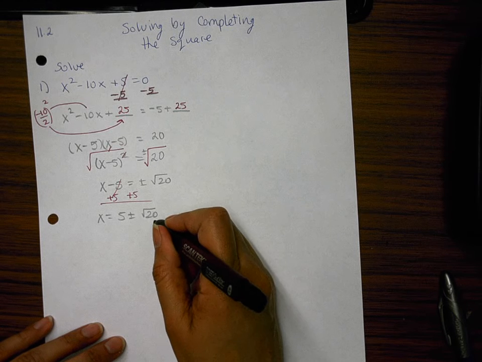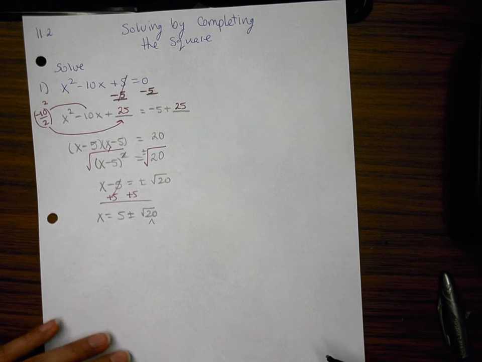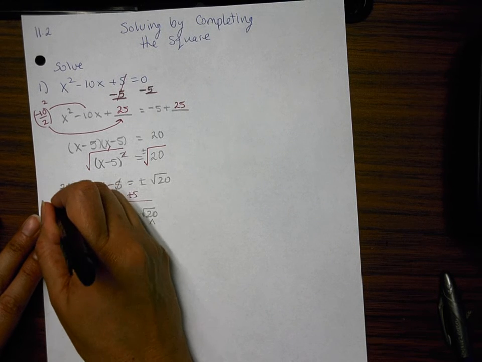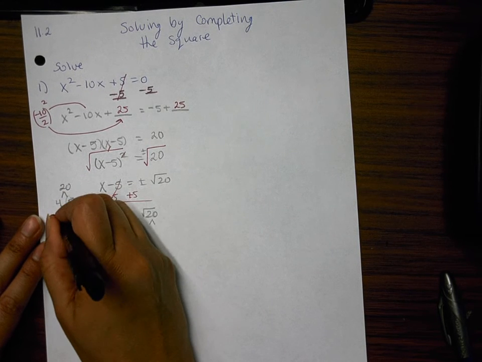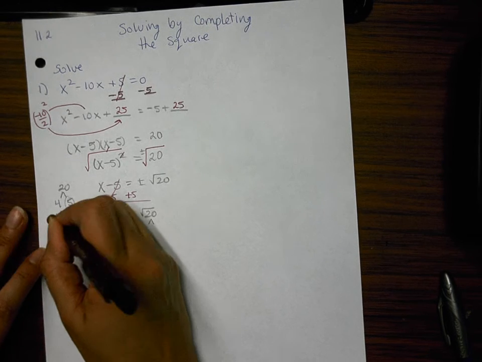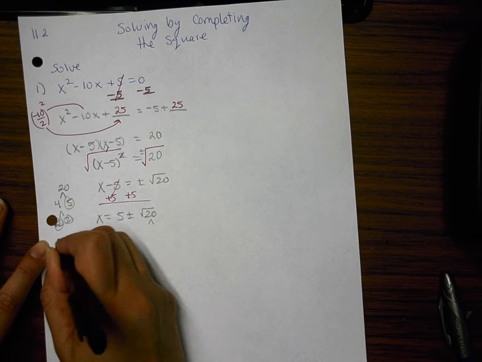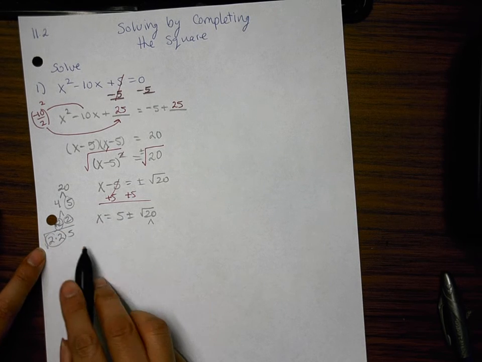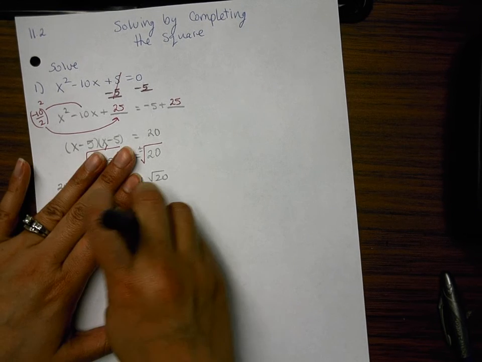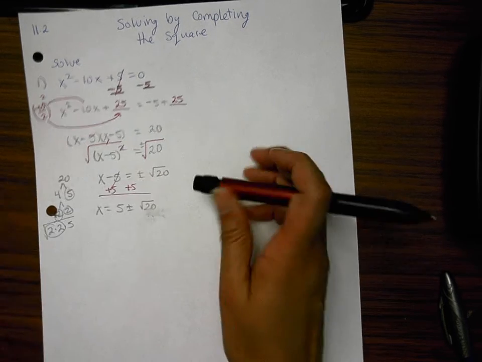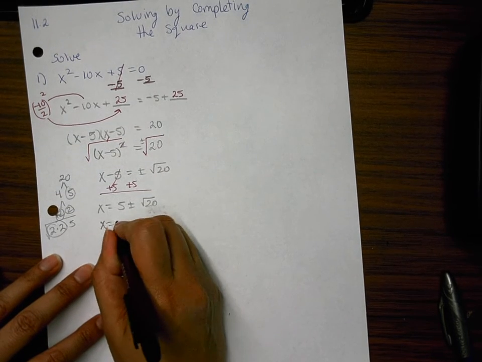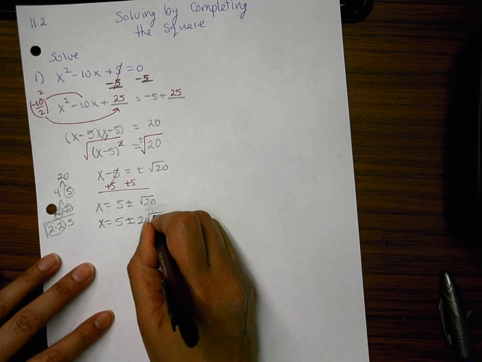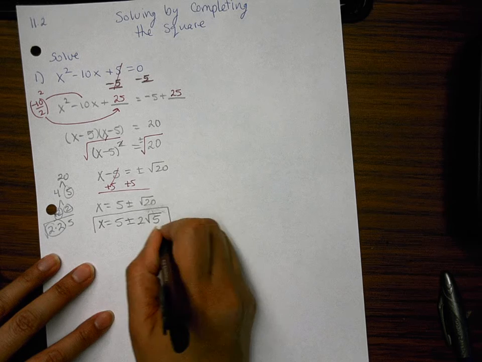But 20 is breakable, like it breaks down into its prime factors. So I'm going to do that over here. 20 is 4 and 5. 5 is prime. 4 is 2 and 2. Oh, if I can circle that. So I have 2, 2, and a 5. The 2 comes out and the 5 stays in. Okay, so what does that give me? X equals 5 plus or minus the 2 comes out, the root 5 stays in, and that there is your answer.